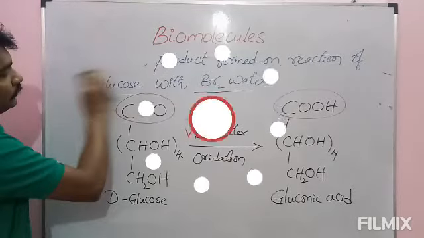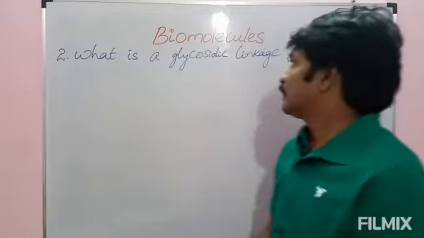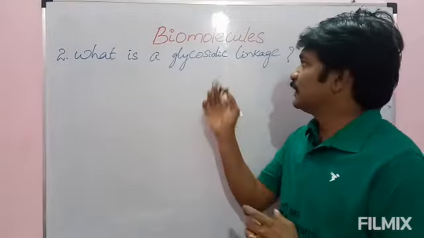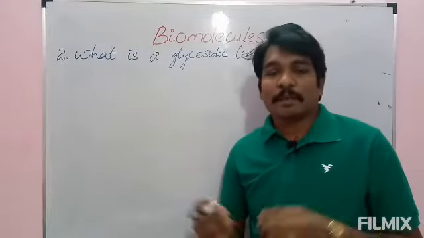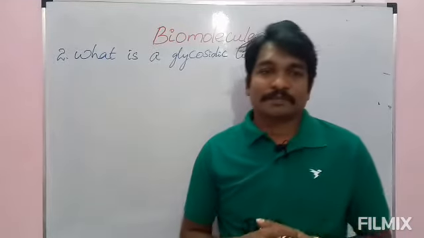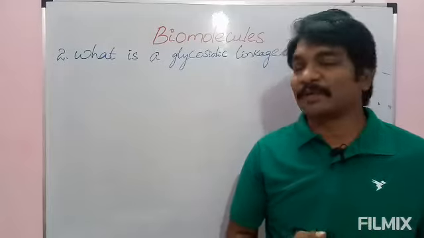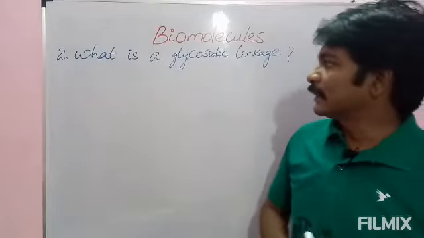Second one is, what is a glycosidic linkage? Glycosidic linkage is nothing but the bond formed between two monomers. The bond formed between two monomers by losing one water molecule is called glycosidic linkage.